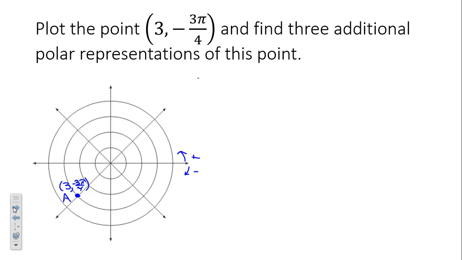How can we also get to this same place? What's an angle that's equivalent to negative 3 pi over 4? 1 pi over 4, 2 pi over 4, 3 pi over 4, 4 pi over 4, 5 pi over 4. So an equivalent to that is 5 pi over 4. They get us to the same position. Okay, so that's one. Okay, what's another way that we could get there?